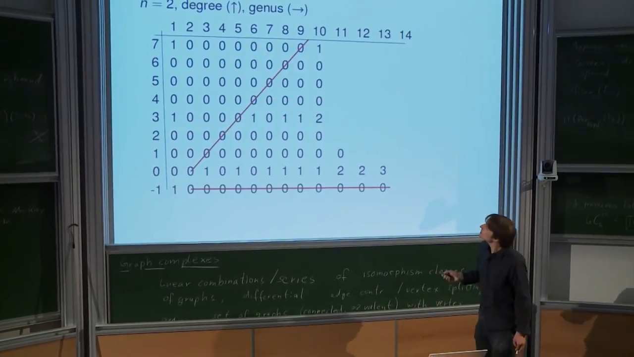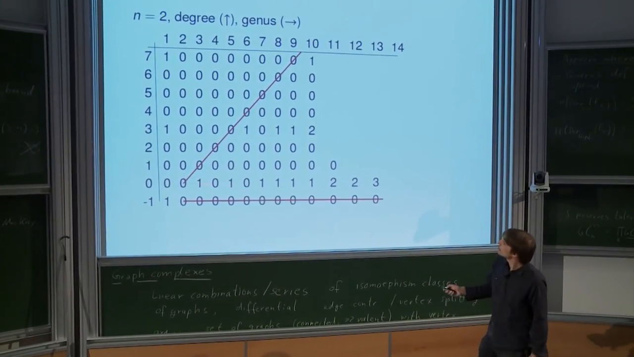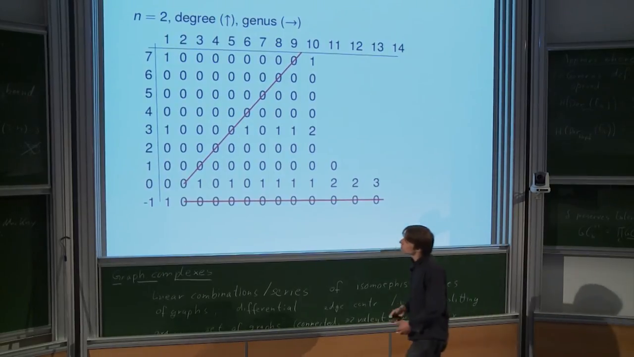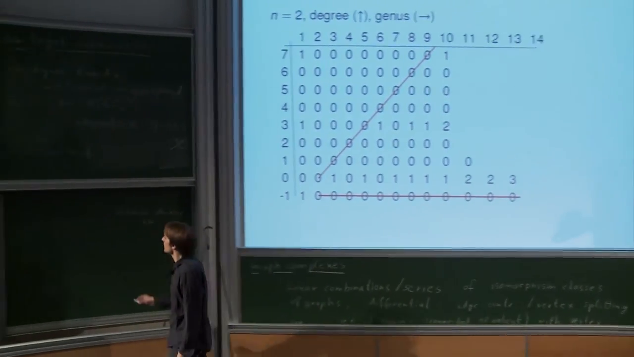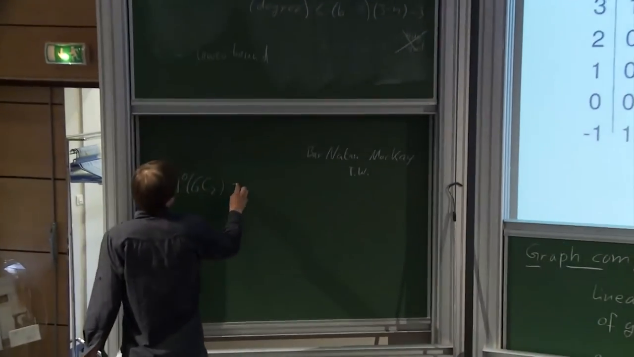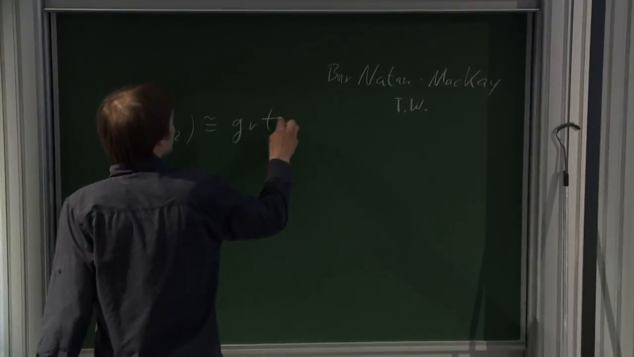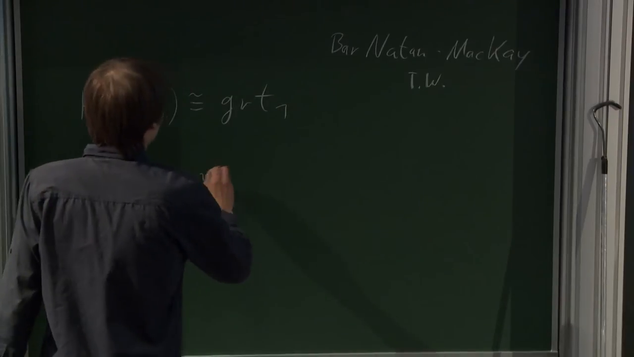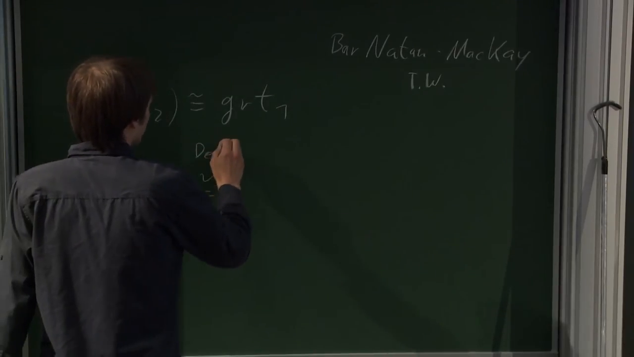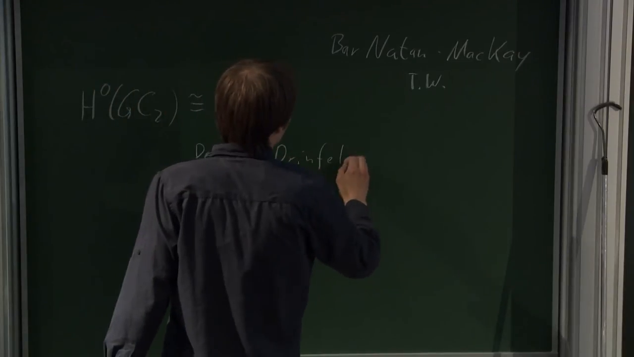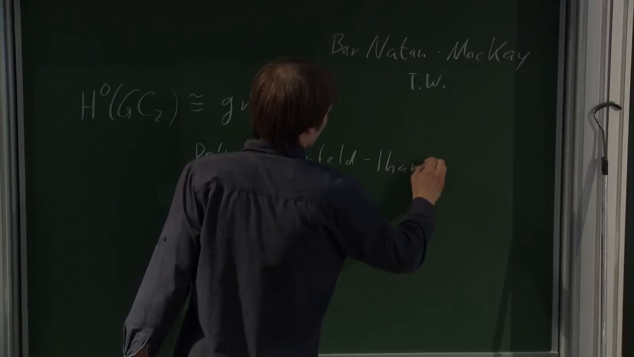One thing we can explain is that line over here. I once showed that this line is just this Grothendieck-Teichmüller Lie algebra. So when we compute H0 of GC2, it's the same as the Grothendieck-Teichmüller Lie algebra. And instead of giving you a definition, I tell you a conjecture about what it's supposed to be. It's called the Drinfeld-Ihara conjecture.